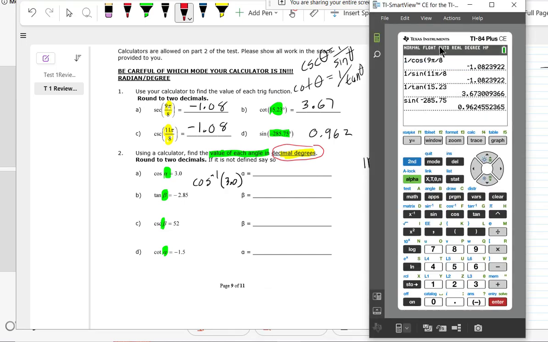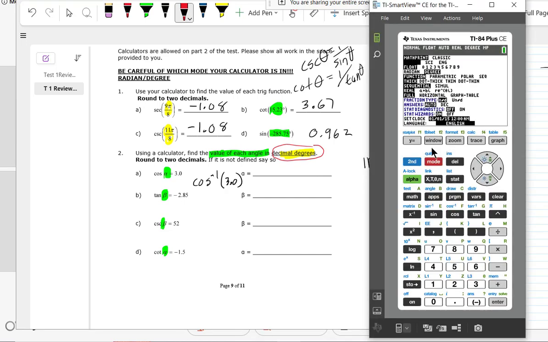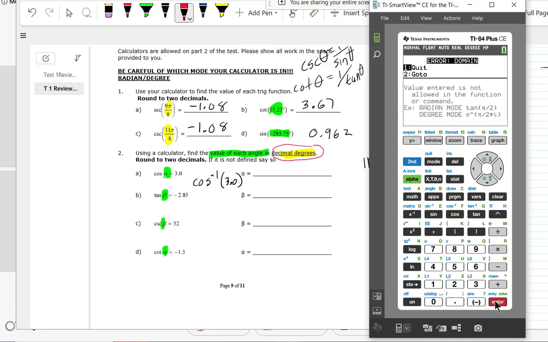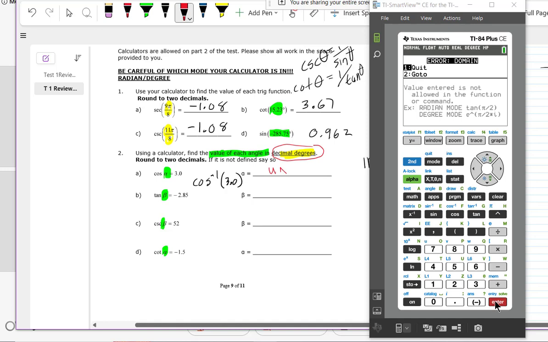So I need to make sure that I'm in degree mode. I do that. And if I do this, you're going to get an error. Don't freak out if you get an error, because sometimes these things are not defined. So if I do inverse cosine of 3, you're going to get an error. That's undefined.